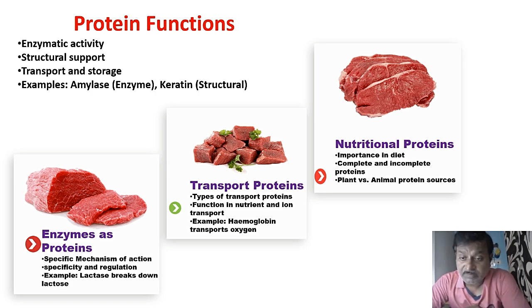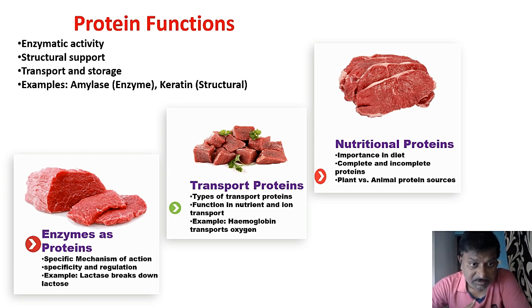Structural support. You see that our body structure is designed by protein. So for structural purposes also, proteins are needed. For transport and storage purposes also, proteins are needed. Some proteins are transported by other components in the blood. An example of an enzyme is amylase. Keratin, that is our hair, is a structural protein. For transport, for example, ceruloplasmin is a transport protein which transports copper in our blood. So here you see that proteins have such very essential functions.